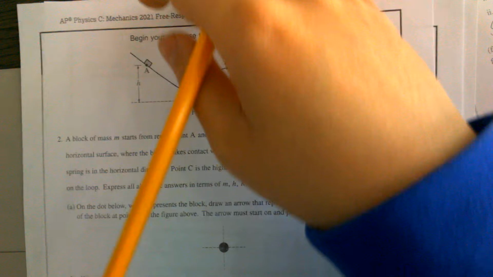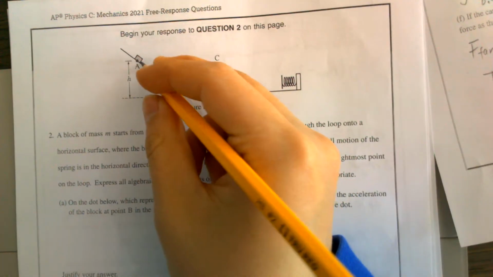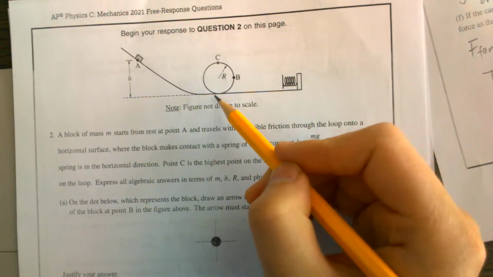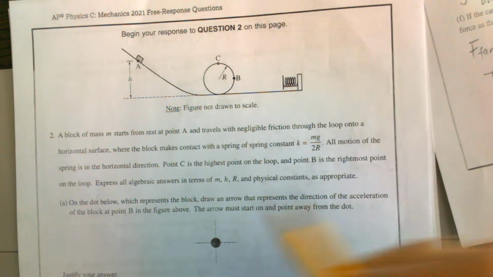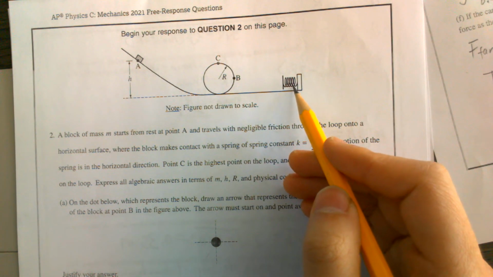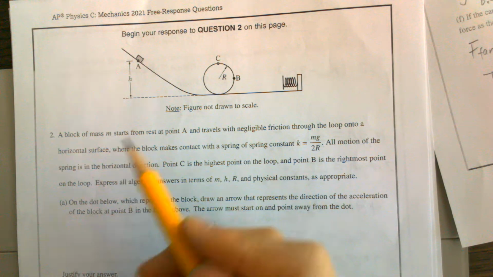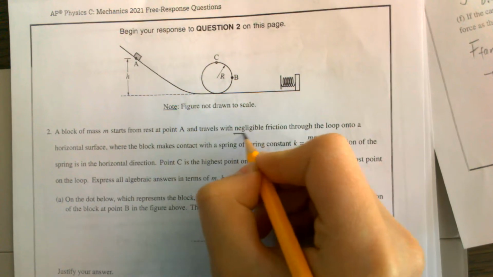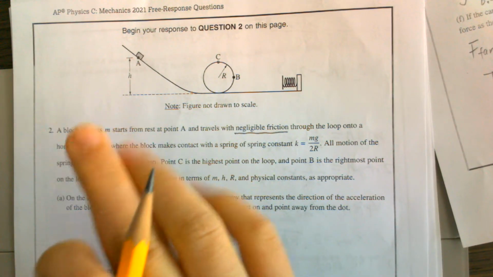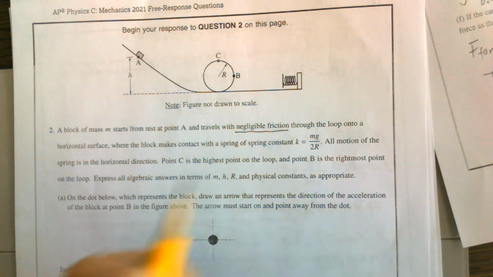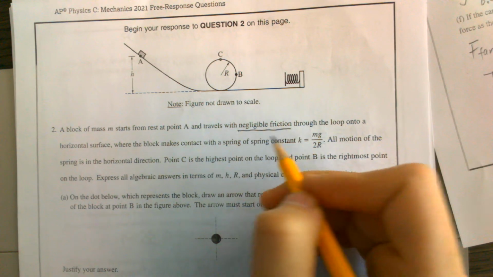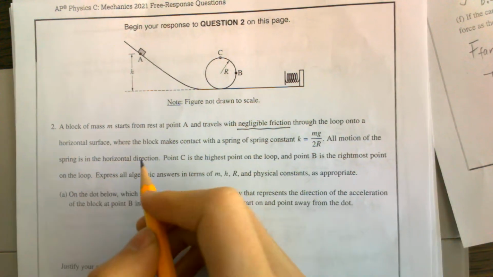Question 1. For question 2, we also have a block of mass on the incline. The original height is h, and there's a loop with a radius r, and we also have a spring right here at the end. The block of mass is released from A and travels with negligible friction. So lucky, we don't need to consider friction at all in question 2. So through the loop onto a horizontal surface, then contacts the spring.